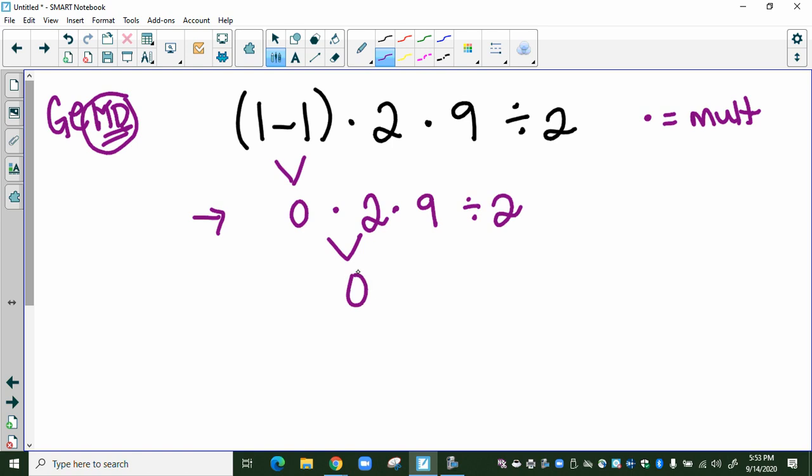0 times 2 is 0. 0 times 9 is 0. And 0 divided by 2 is 0. If you have nothing and you divide it in half, you just have 2 nothings. All right, so there's our first example.